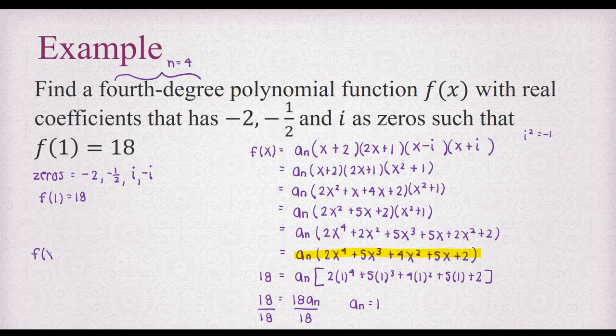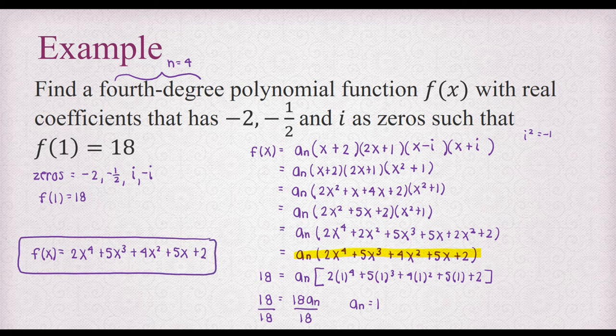So that means that my final polynomial function is going to be 2x to the 4th plus 5x to the 3rd plus 4x squared plus 5x plus 2. It's a 4th degree polynomial. It would, if we solved, have our zeros, which are -2, -1/2, i, and -i. So that is our function.